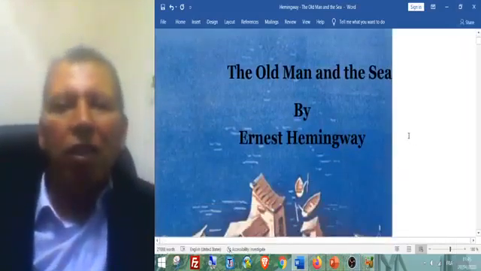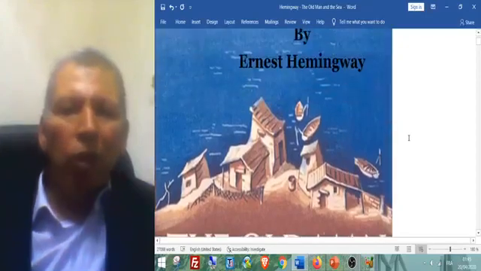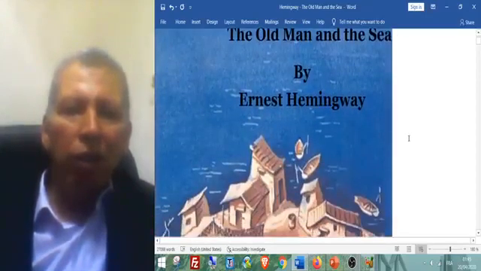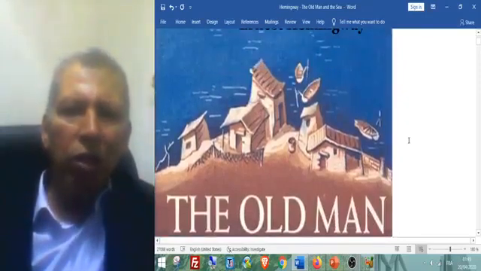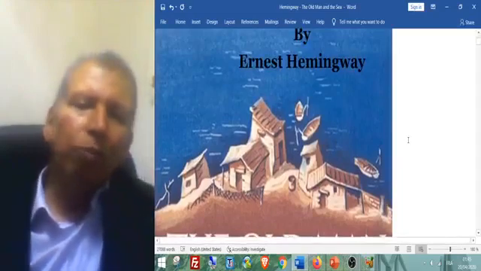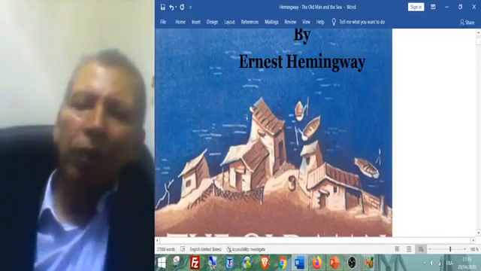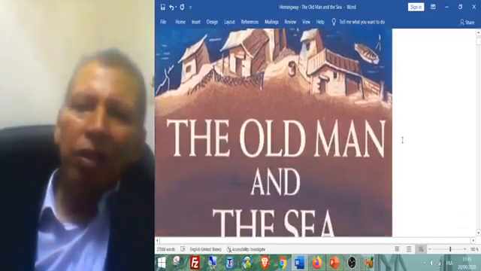The Old Man and the Sea by Ernest Hemingway. This is the cover of the book. So, some modest houses on the coast of Cuba, Havana, Cuba, and boats on the sea.